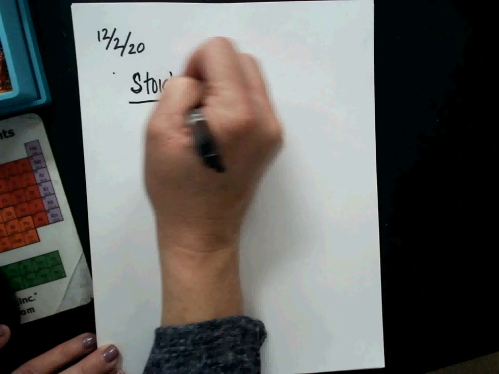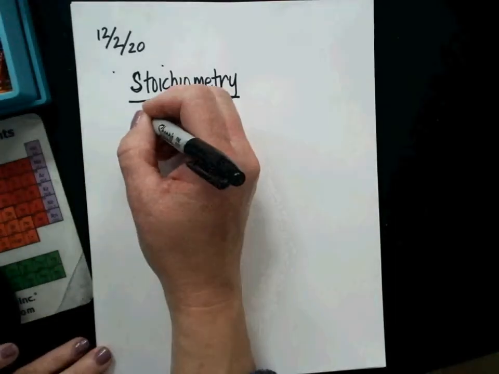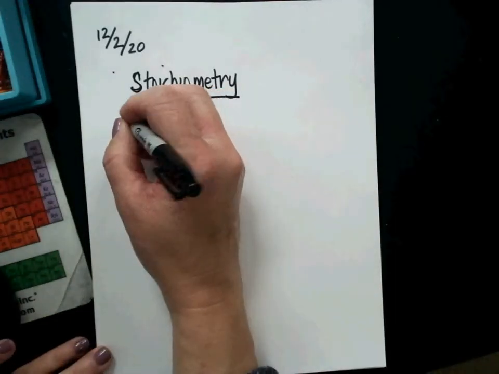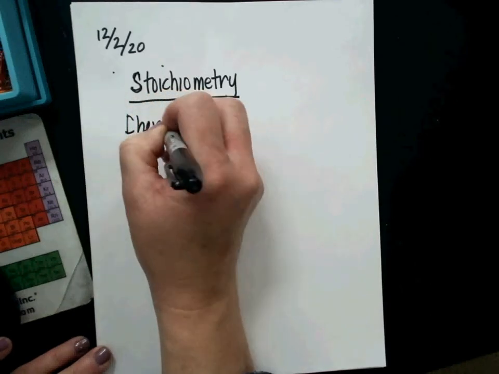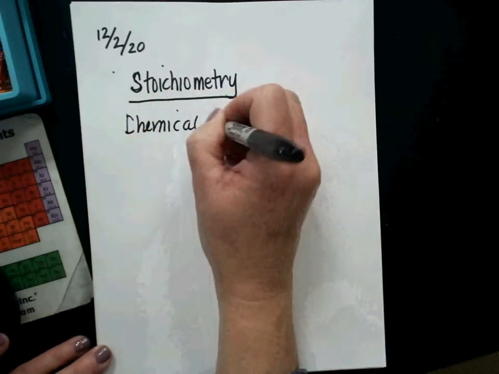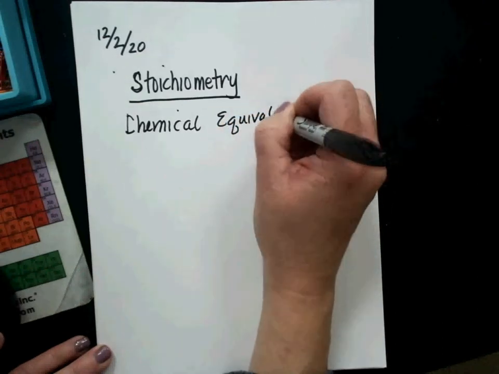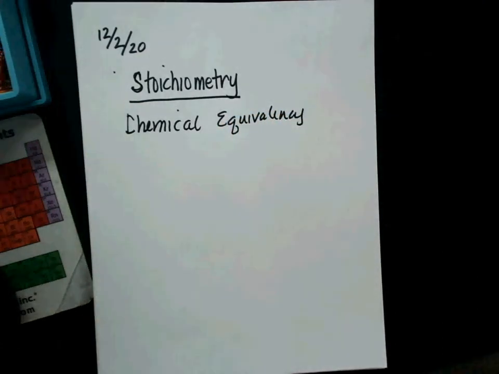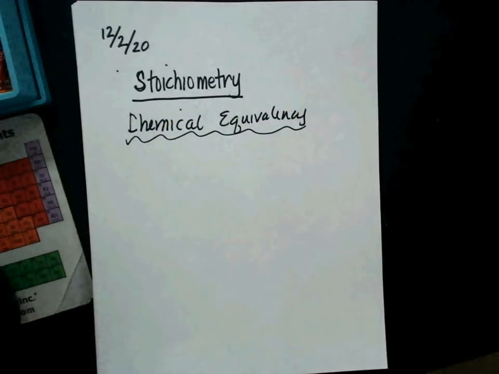Okay, so today we're going to start something that's called stoichiometry. Kind of a weird word, but this is about, we'll say, chemical equivalency. So first there are some terms we have to talk about.